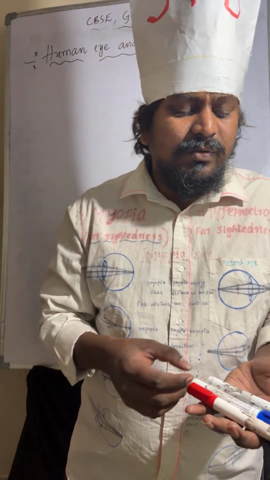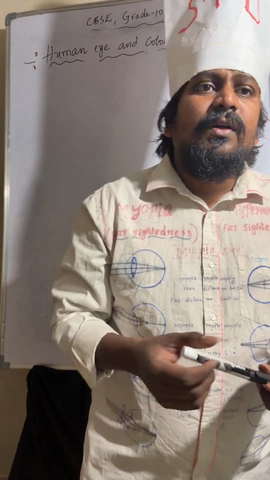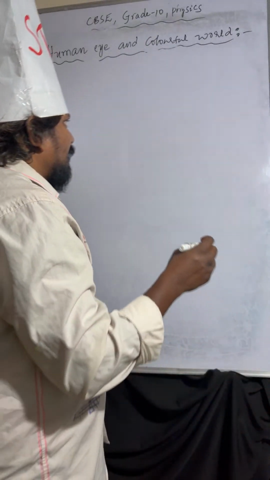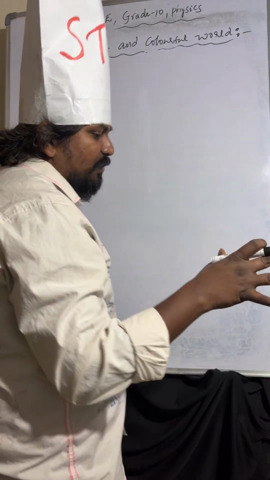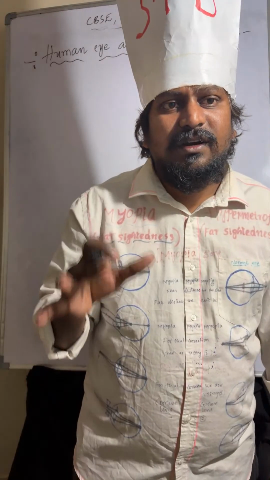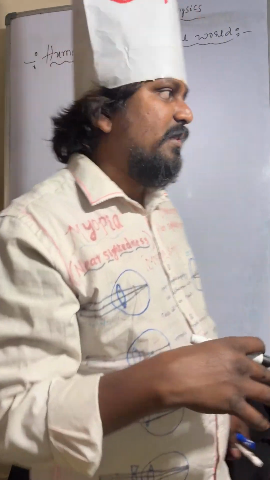Understood? So now we are drawing the convex lens. That is nothing but hypermetropia. I will draw the hypermetropia diagrams. Okay, so just check once here.